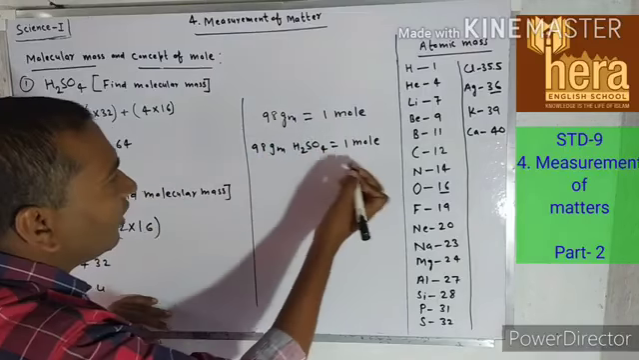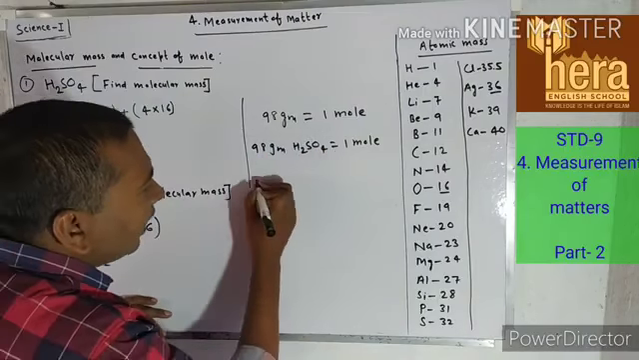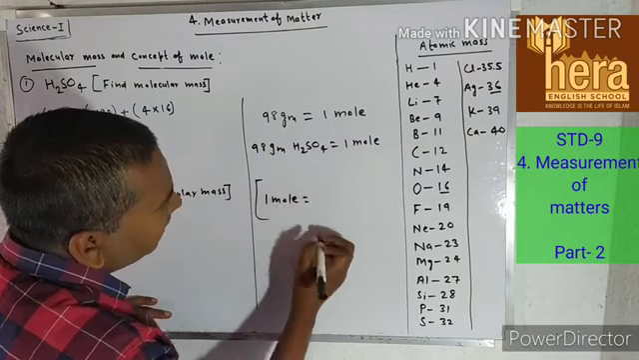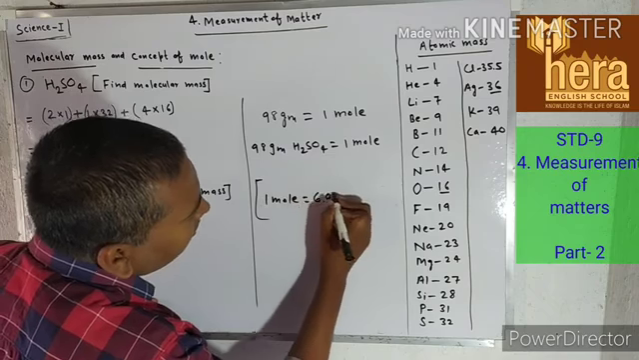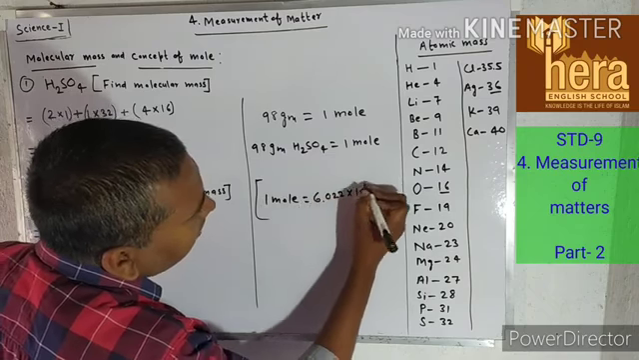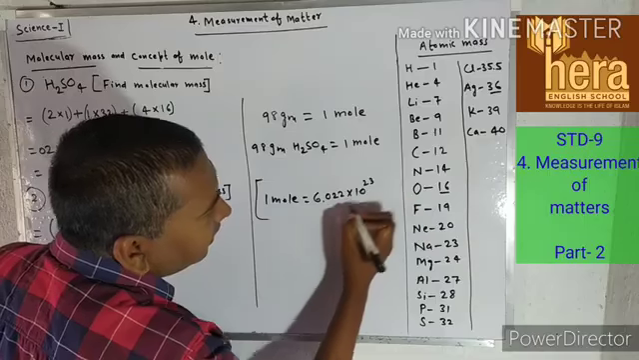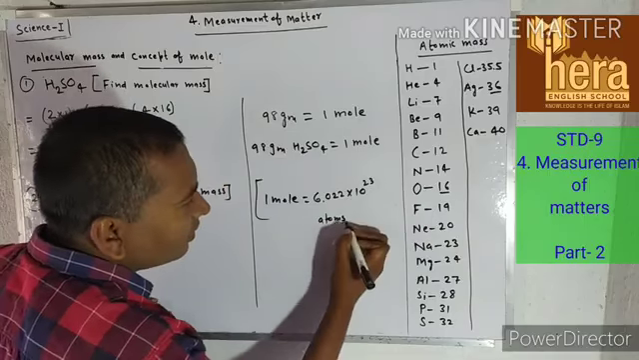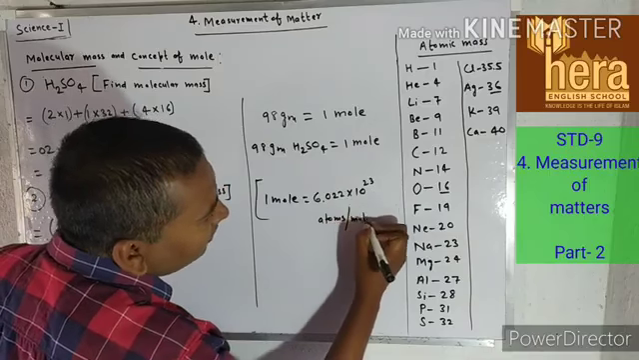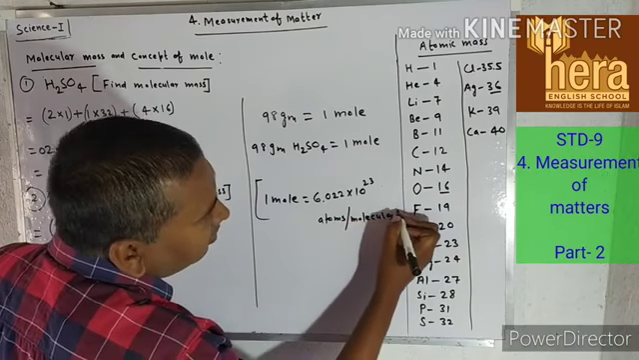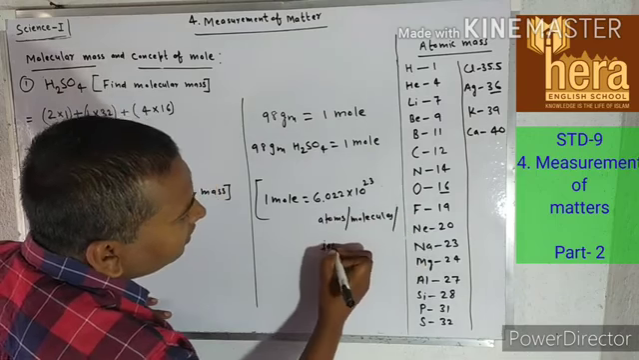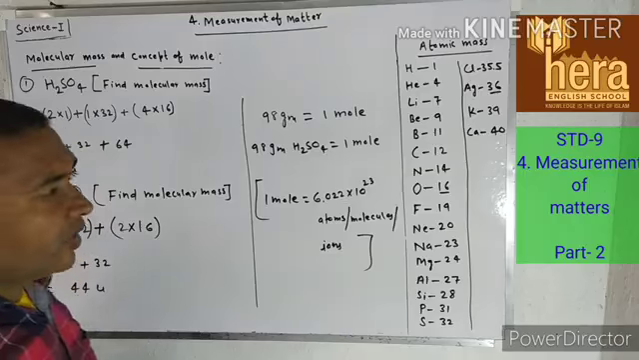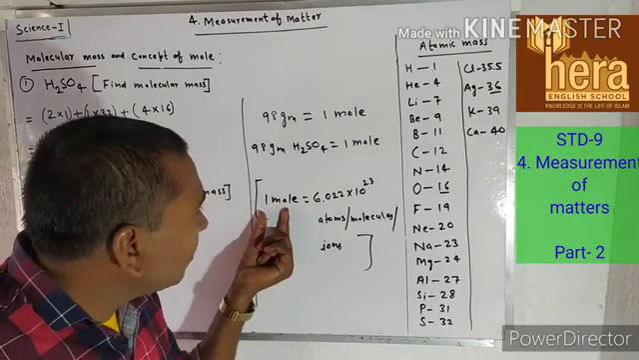And 1 mole is equal to 6.022 into 10 raised to 23 atoms, molecules, ions, etc. Always remember, 1 mole is equal to how much?